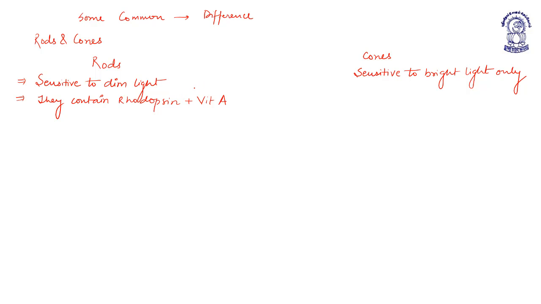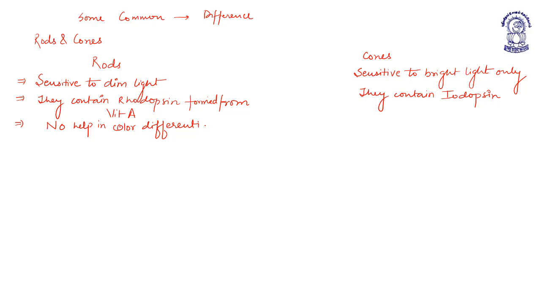I will write here: formed from vitamin A. And cone cells contain iodopsin. Rod cells do not help in color differentiation, but cone cells help in color differentiation.